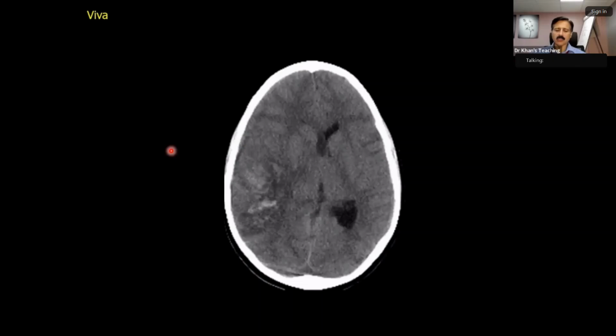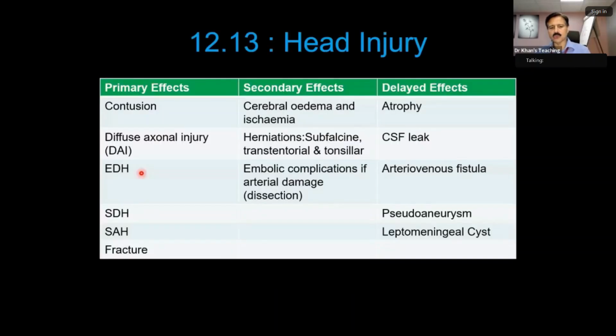Now, contusions can be two types. One is non-hemorrhagic, which is low density, and then there is hemorrhagic, which is, of course, punctate, high density. So if you see here, this is what is happening, but if you see carefully, it goes all the way to the cortex. So call it a contusion.